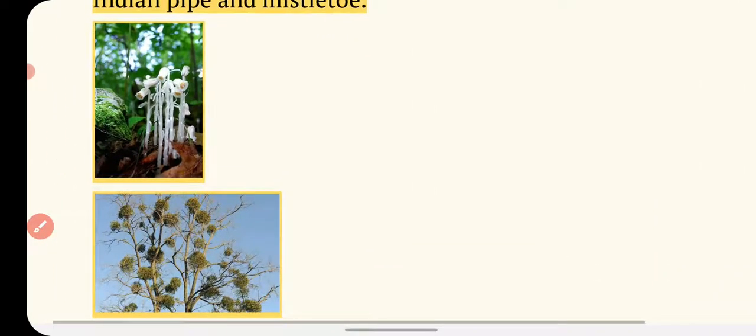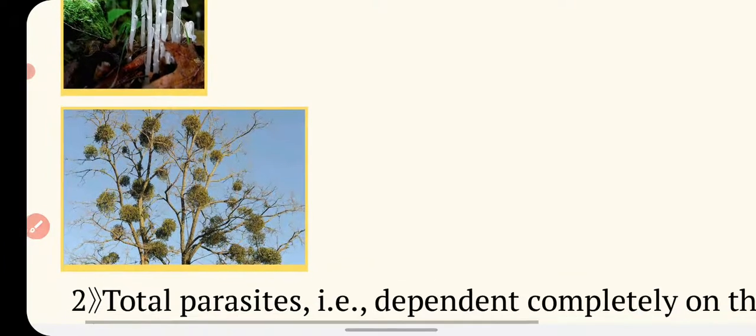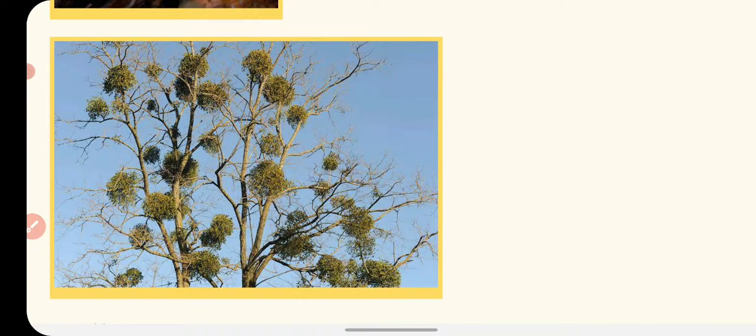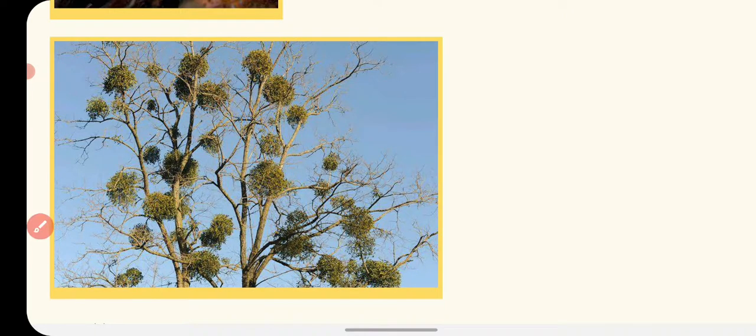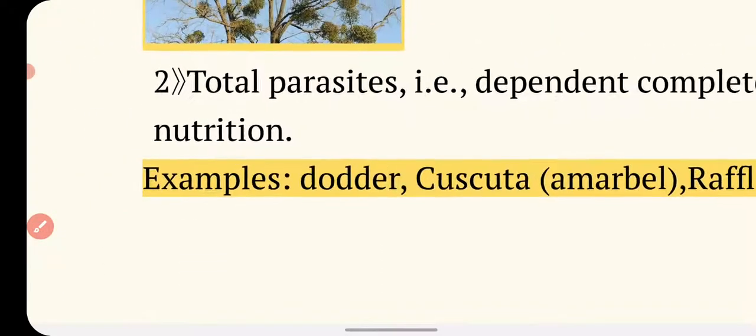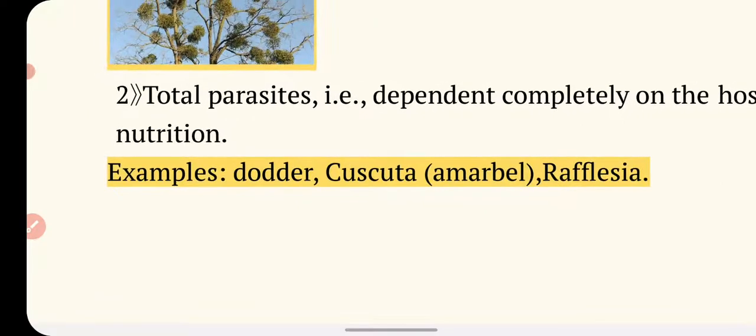Here you can see the picture. This is the mistletoe plant. It grows over other higher plants. Like you can see here, these are the mistletoe creeping plants which grow on other higher class plants and derive their nutrition.